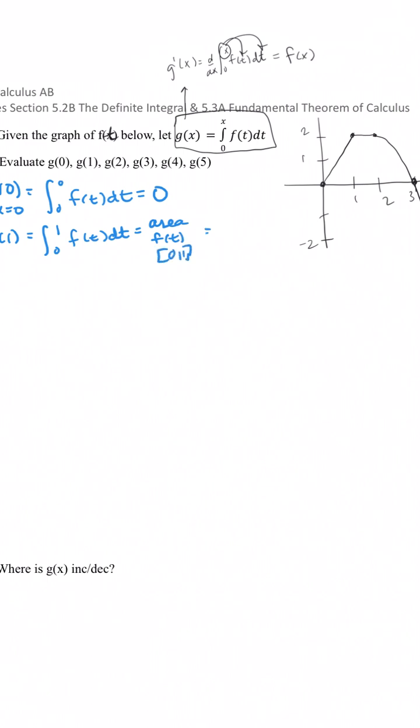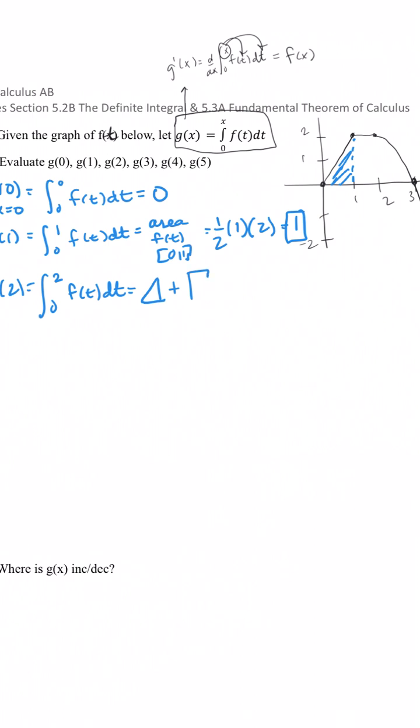All right, well, from 0 to 1, that's a triangle. 1/2, base of 1, height of 2, I get 1. I think you can see where this is going. G of 2 is from 0 to 2. And from 0 to 2, I'm just going to write f of t dt here. I've got my triangle piece and a rectangle.